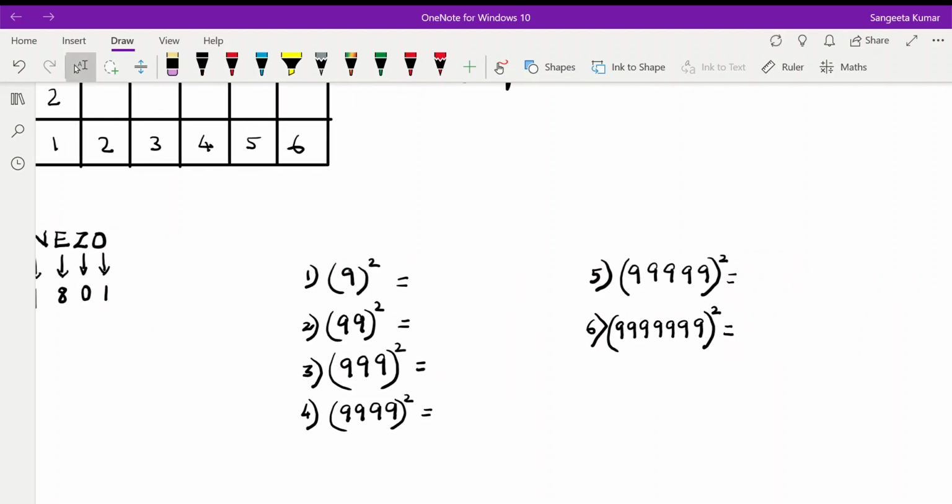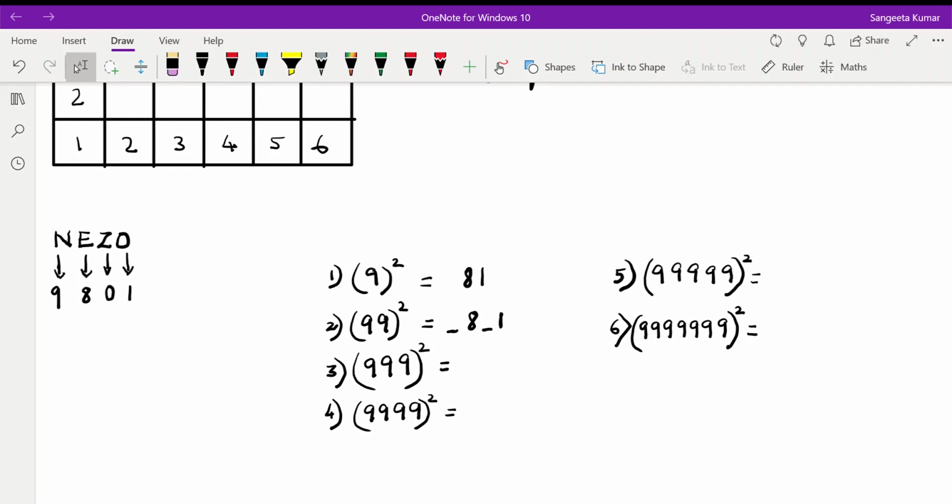9 squared, all of us know, is 81. When we square 99, this 8 and 1 will be written as it is with a gap in between. And here comes the trick of this. When we have two nines and we have to find the square of 99, since there are two nines, this 9 will be reduced by 1 and we get our answer as 9801.